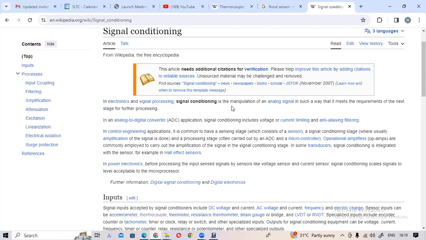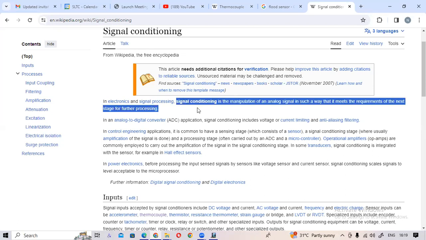You can amplify it, for example. Okay. So that is signal conditioning. You can write this maybe.